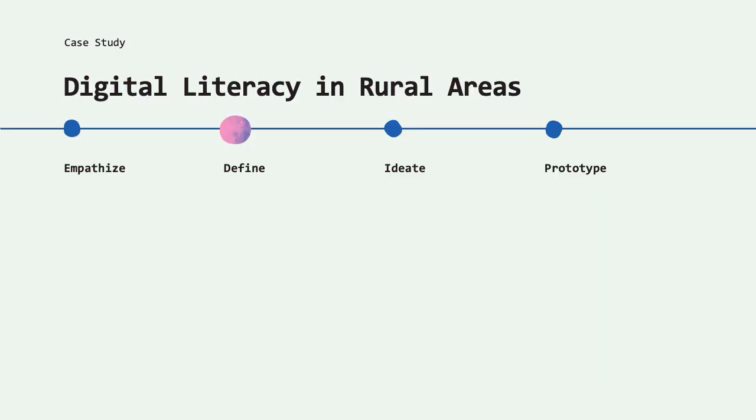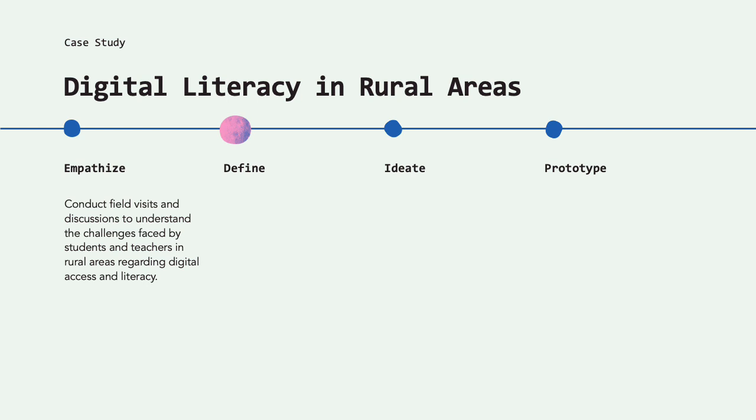Another aspect is digital literacy in rural areas. Let's look at this from the lens of design thinking. In the empathize stage, we must conduct field visits and discussions to understand the challenges faced by students and teachers in rural areas regarding digital access and literacy.